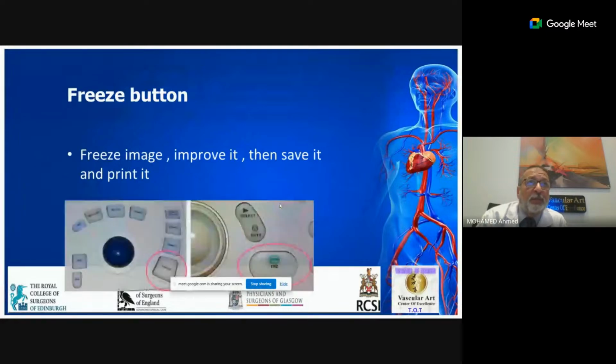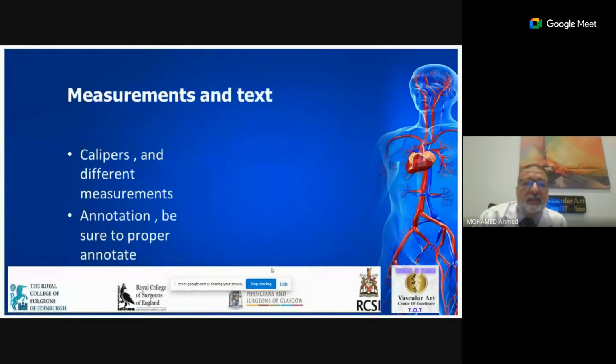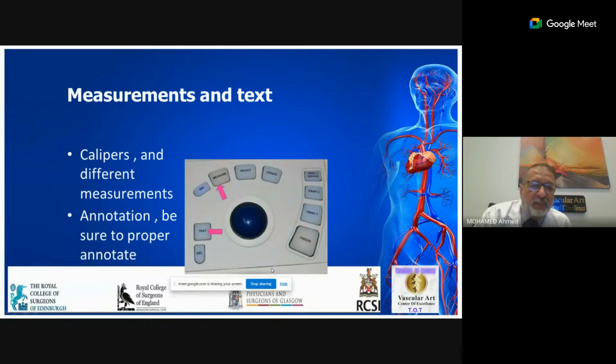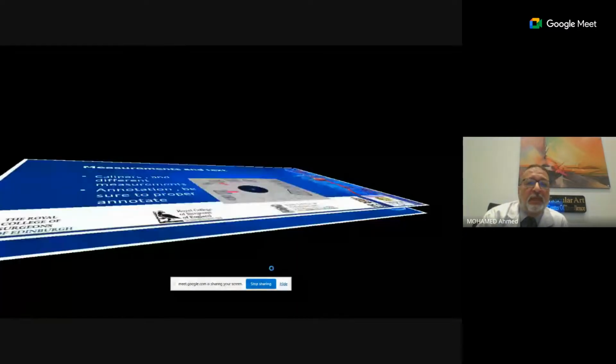There is always an important button called freeze. When you want to stop the image, write what you want on it, and then put it in the patient report. Usually it is either written freeze, or the abbreviation FRZ, or green color, and you will detect this button quickly. Measurement is very important to do: measurement of the diameter of the vessel, the peak systolic velocity, all these measurements. I will show you how it is being done.